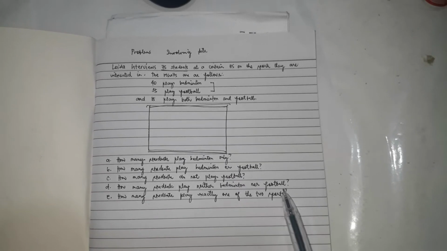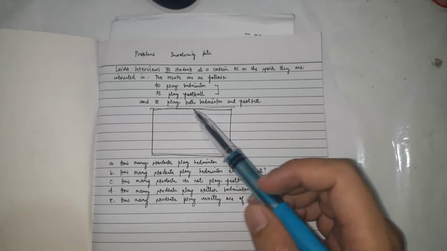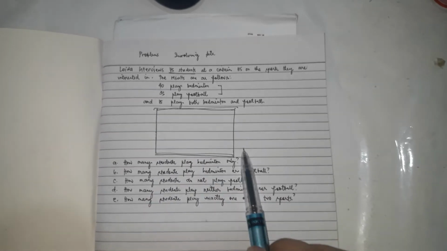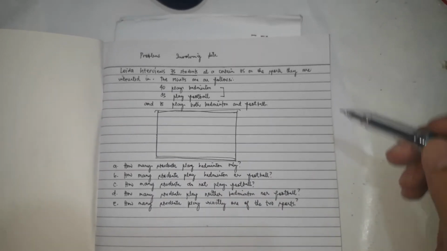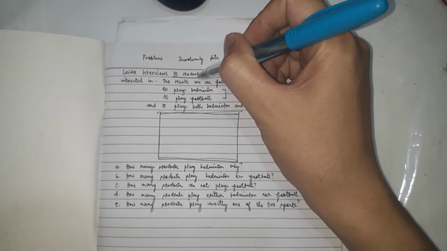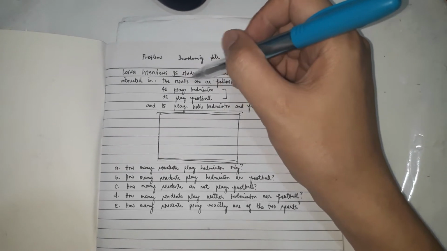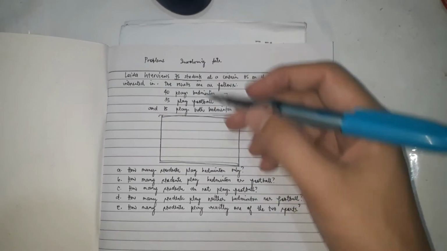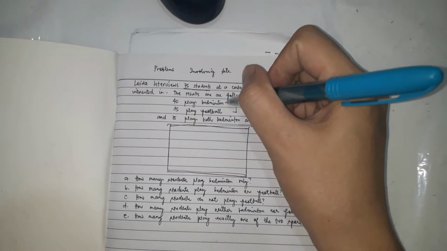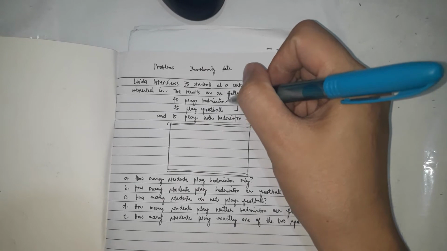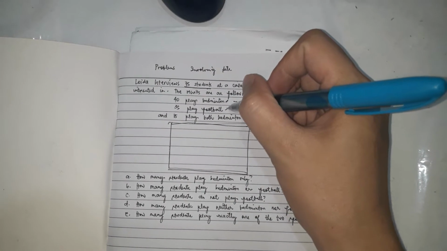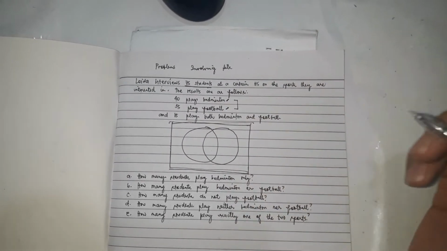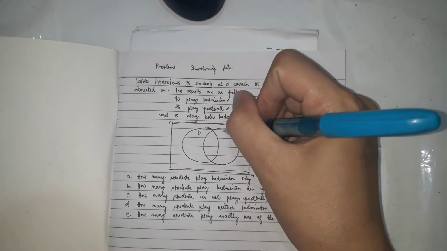So to answer these questions, we need to draw a Venn diagram. This rectangle represents the total number of students. In this problem, the total number of students, or the universal set, has 75 elements. So the total number of students inside this rectangle should be 75. There should be two circles because there are two sports, badminton and football. One circle for badminton, one circle for football.